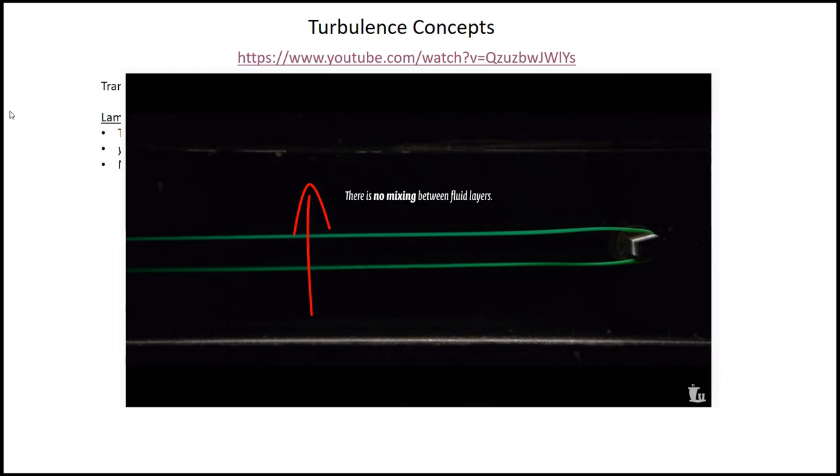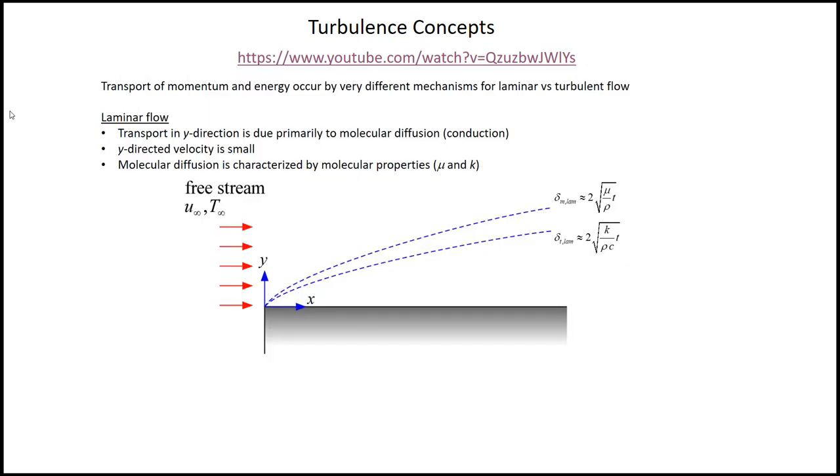I am going to have to use conduction, right? So molecular diffusion to get energy or momentum to move across this flow stream, right? And so molecular diffusion is going to be characterized by the molecular properties, which are viscosity and conductivity, right? So this is kind of an interesting thing to talk about.